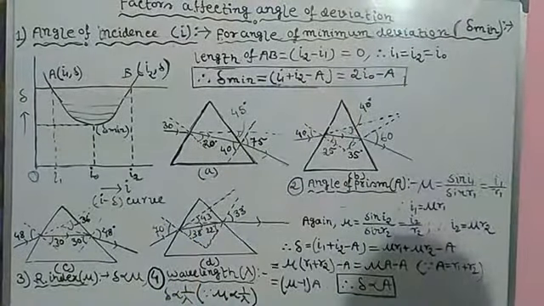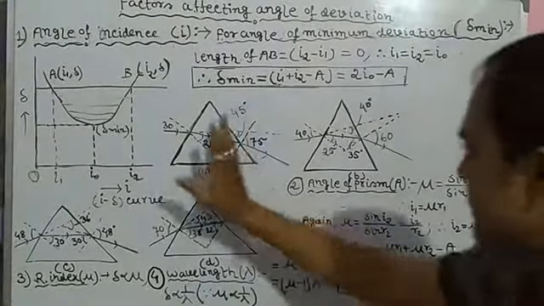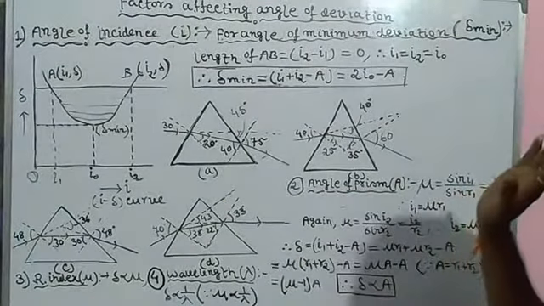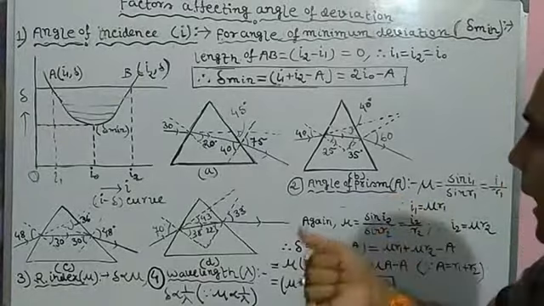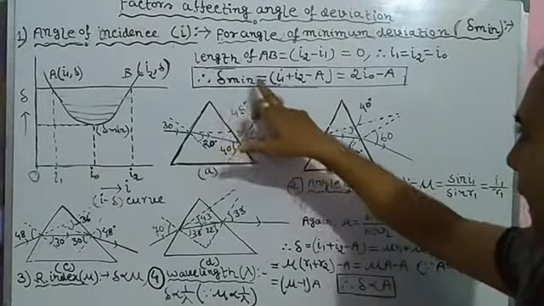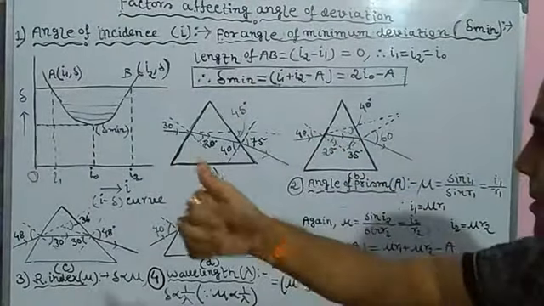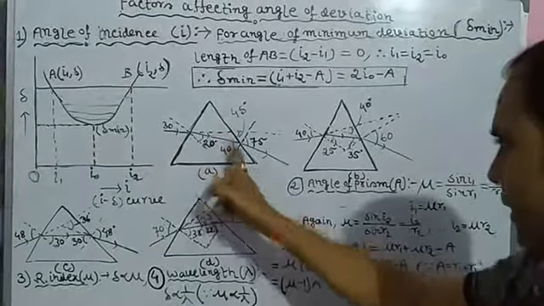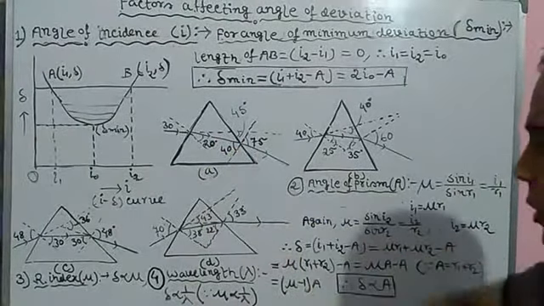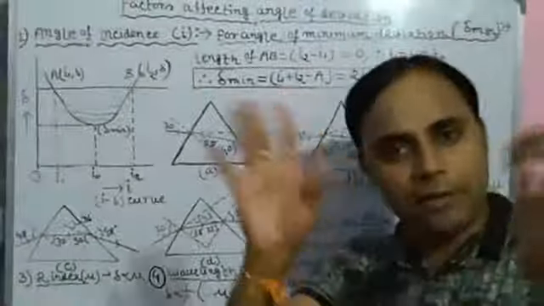Now let's discuss why it is happening. This is picture number 1. As we have already learned, the deviation delta depends on the angle of incidence. If we change the angle of incidence, the angle of refraction and emergence will automatically keep changing, which in turn leads to a change in the angle of deviation.